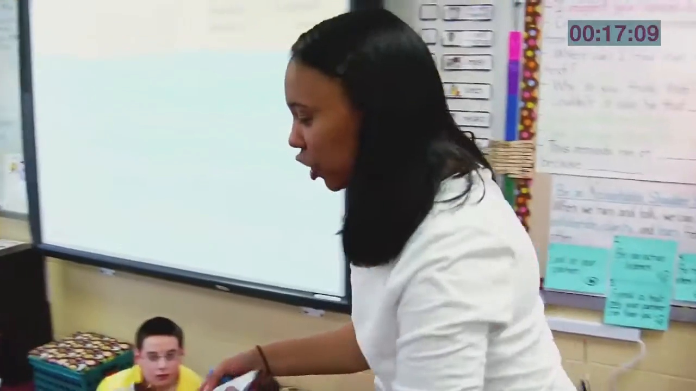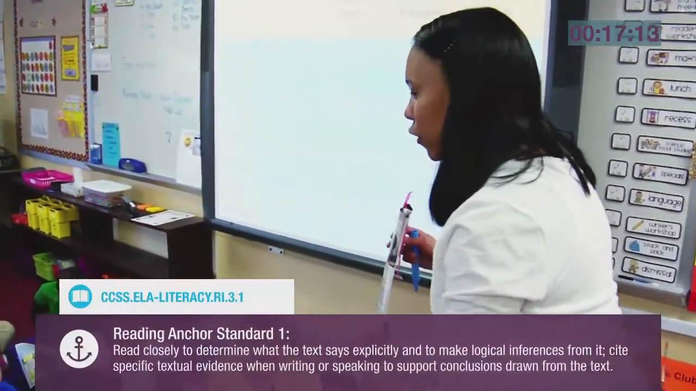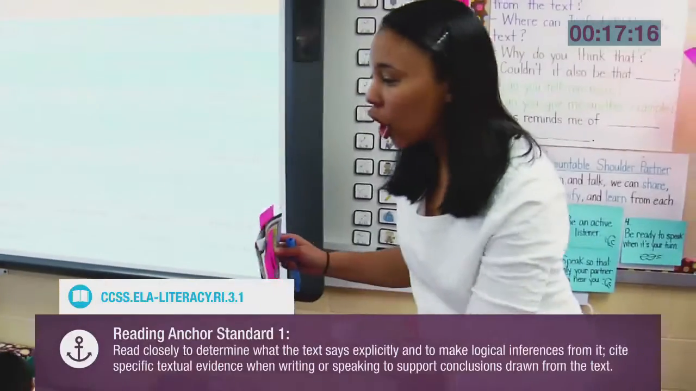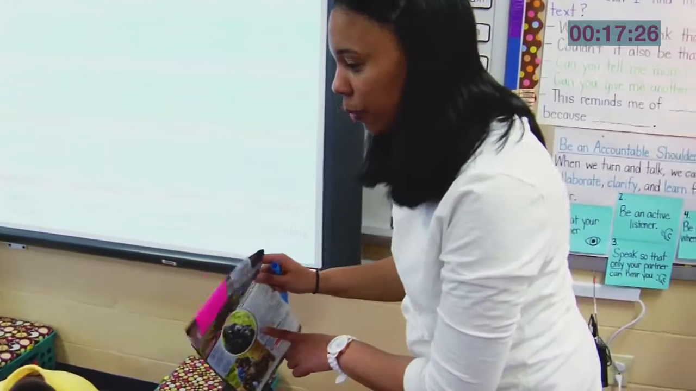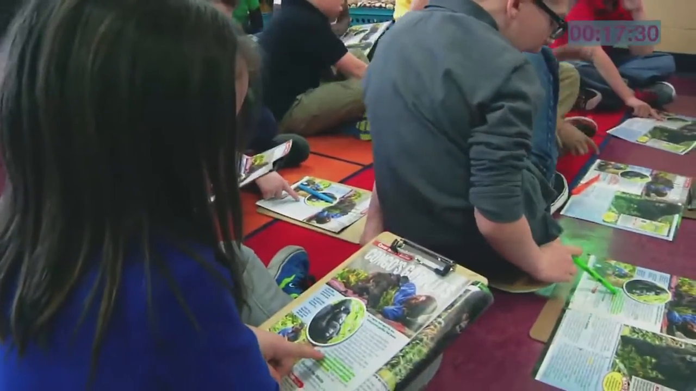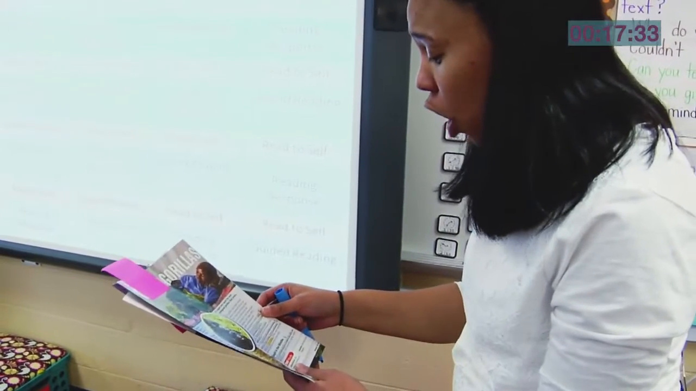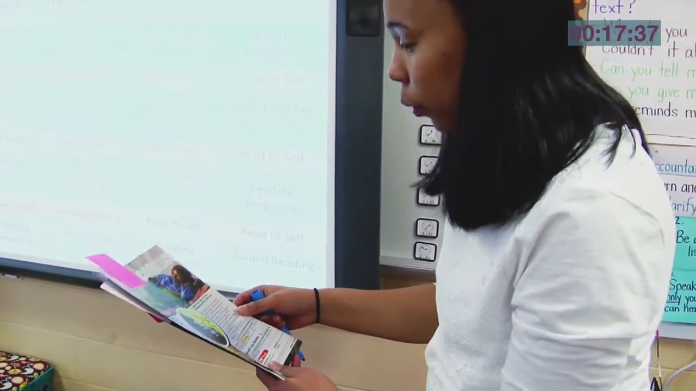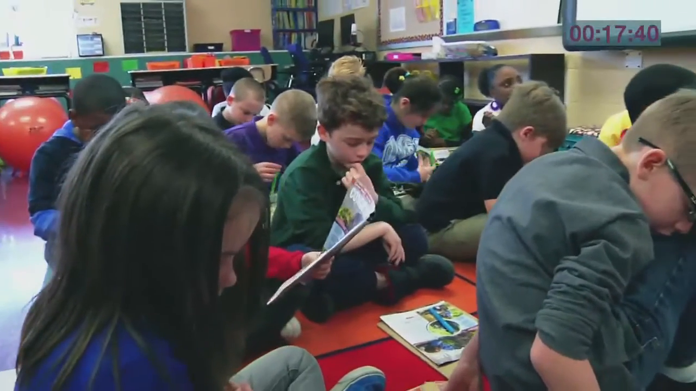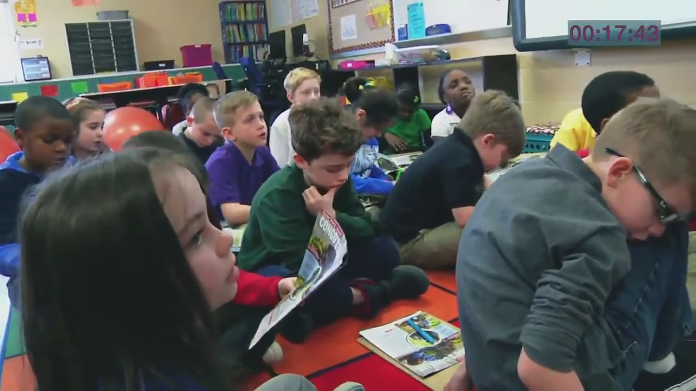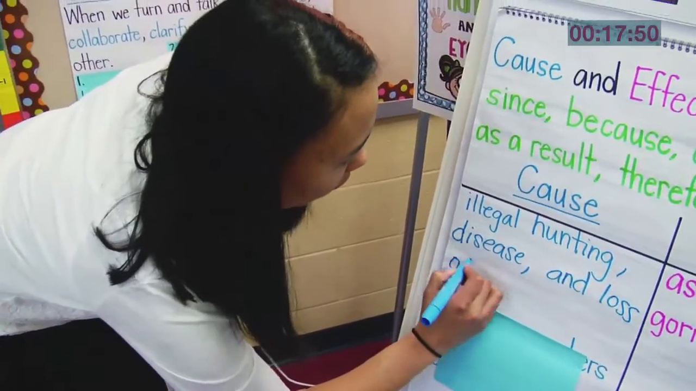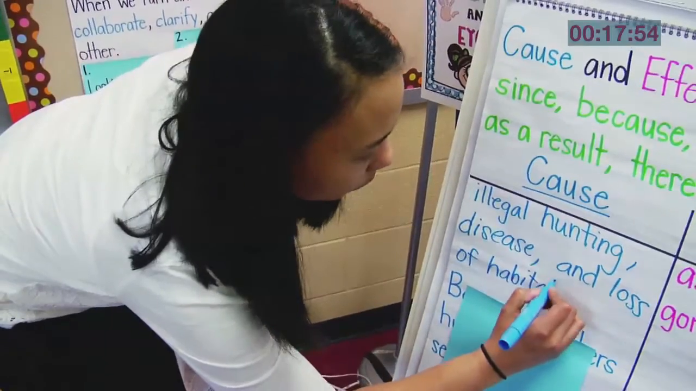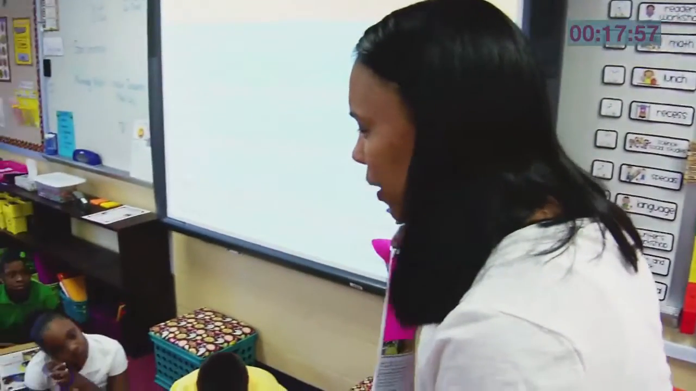Okay, reading scholars, let's look back in paragraph 2 to make sure I have my evidence. And if you agree with me, I want you to give me a thumbs up. So Sinclair already shared out that my first cause for gorillas being endangered was illegal hunting. Okay? And if I look at this sentence, put your finger on paragraph 2, please. It is not just because of the war. Their numbers were already shrinking because of illegal hunting. What else? Disease and loss of habitat. Okay? So disease and loss of what? Habitat. Loss of habitat. Okay. Did I find my evidence from the text?